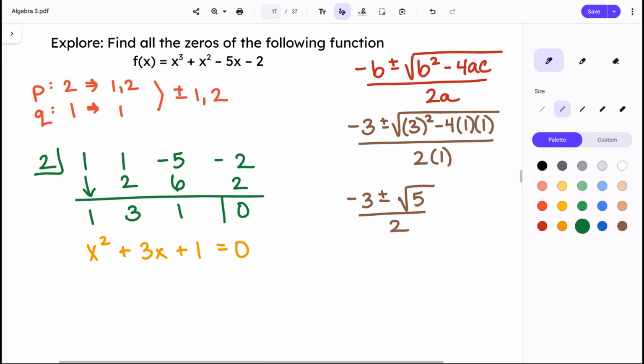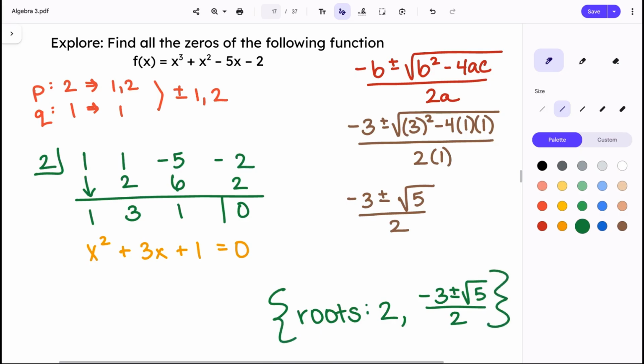So let's write out our roots. What are all of them? 2, and this whole mess, negative 3 plus or minus the square root of 5 over 2. Yep. We are done for today. Boom. Those are your roots.